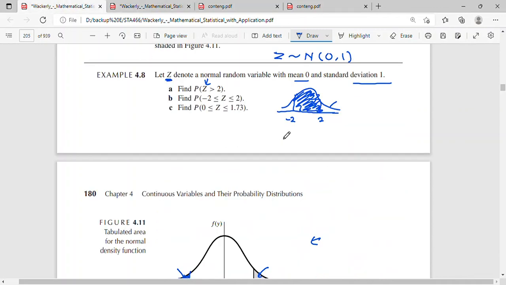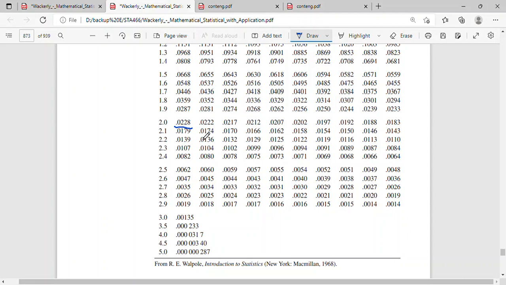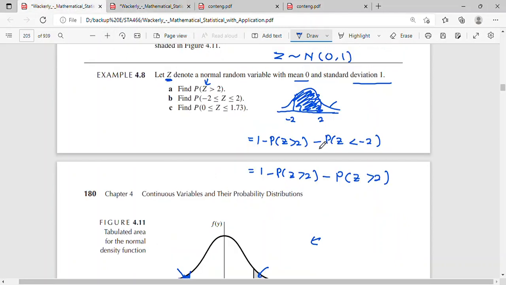Okay? So, how to get this value here? This probability will be 1 minus probability of Z more than 2 minus lagi probability of Z less than negative 2. Yang mana Z less than negative 2 ni sama juga dengan Z more than 2. Right? So it will be 1 minus 2 times 0.0228. Right?